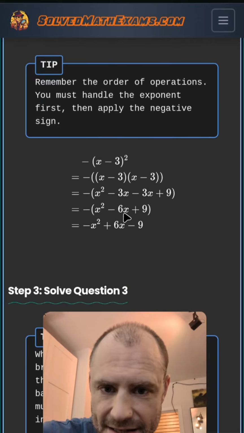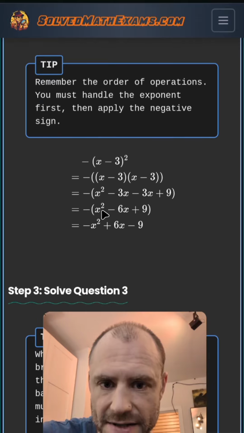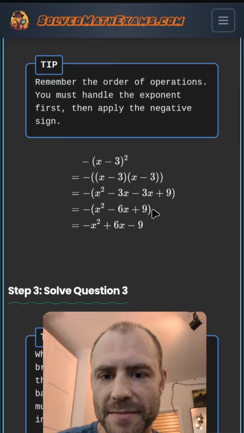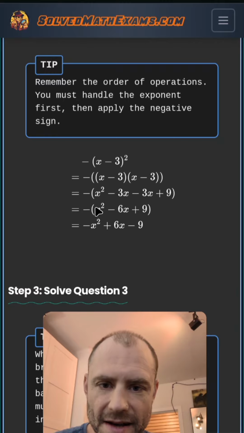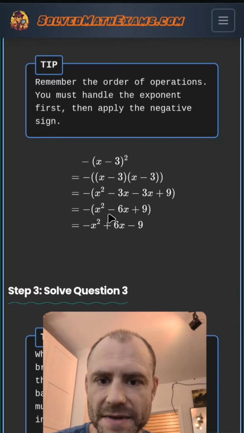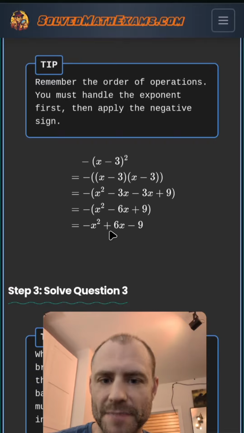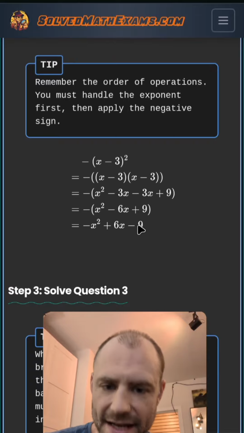And then we get to this part here, and that's where it's kind of interesting because now we can apply the negative, and that's what these exercises are about. They're about applying the negative. So we get a sign flip on each of these terms in here. So the positive x squared becomes negative x squared. The negative 6x becomes positive 6x, and then the positive 9 becomes negative 9.